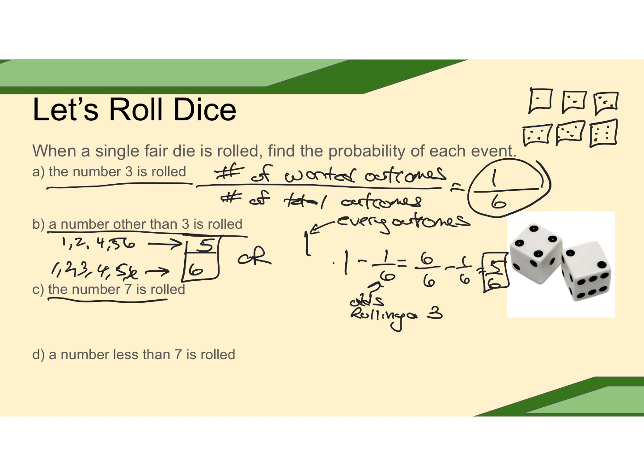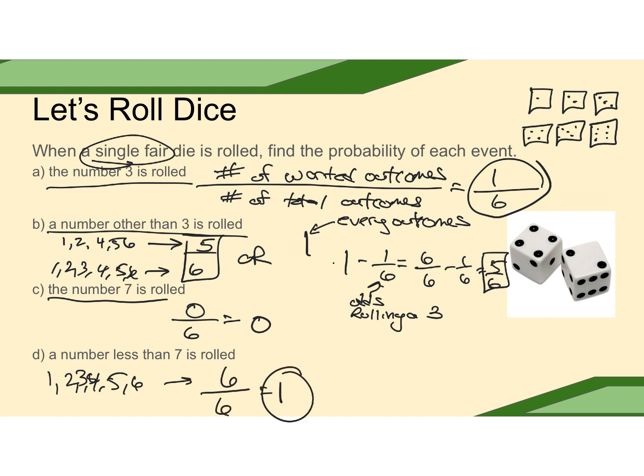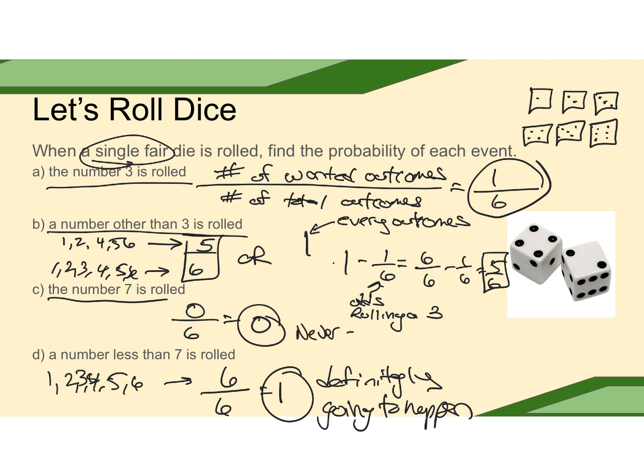Now, what are the odds of me rolling a 7? Well, it's a single dice. 7's not even in the possibilities. So 7 over 6 would be 0. And the odds of me rolling a number less than 7, well, of my possibilities, every single one of them is less than 7. So it would be 6 out of 6, which is 1, meaning this is definitely going to happen. Whereas 0 as a probability means it's never going to happen.